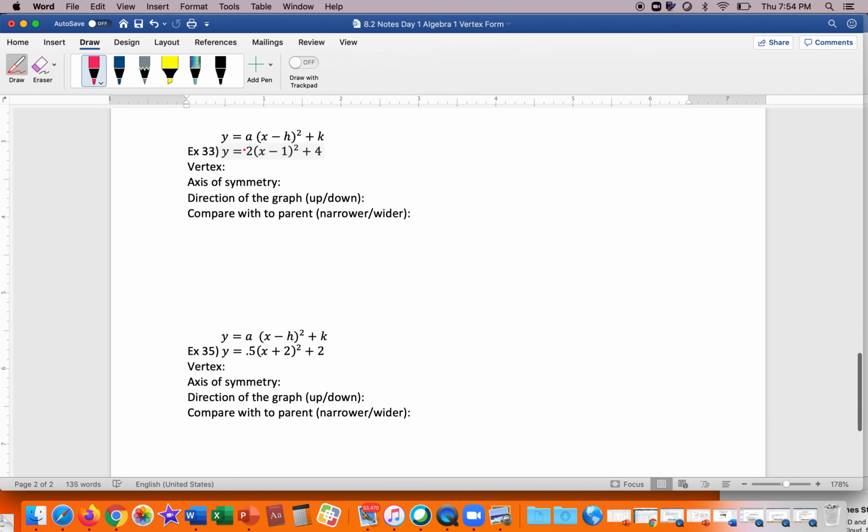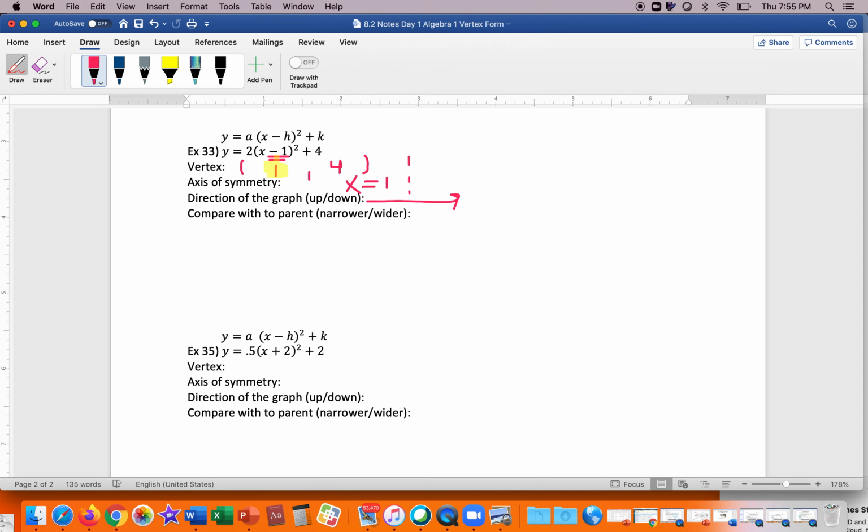So I'm going to do my little trick. Vertex, opposite of inside, number on the right. Opposite of inside, so inside I have a negative 1. Opposite of inside would be a 1. Comma, number on right, 4. So our vertex is 1 comma 4. Axis of symmetry is the x coordinate of your vertex. So we'd say the axis of symmetry is x equals 1. That's going to be that vertical line that slices through our graph that goes through the vertex.